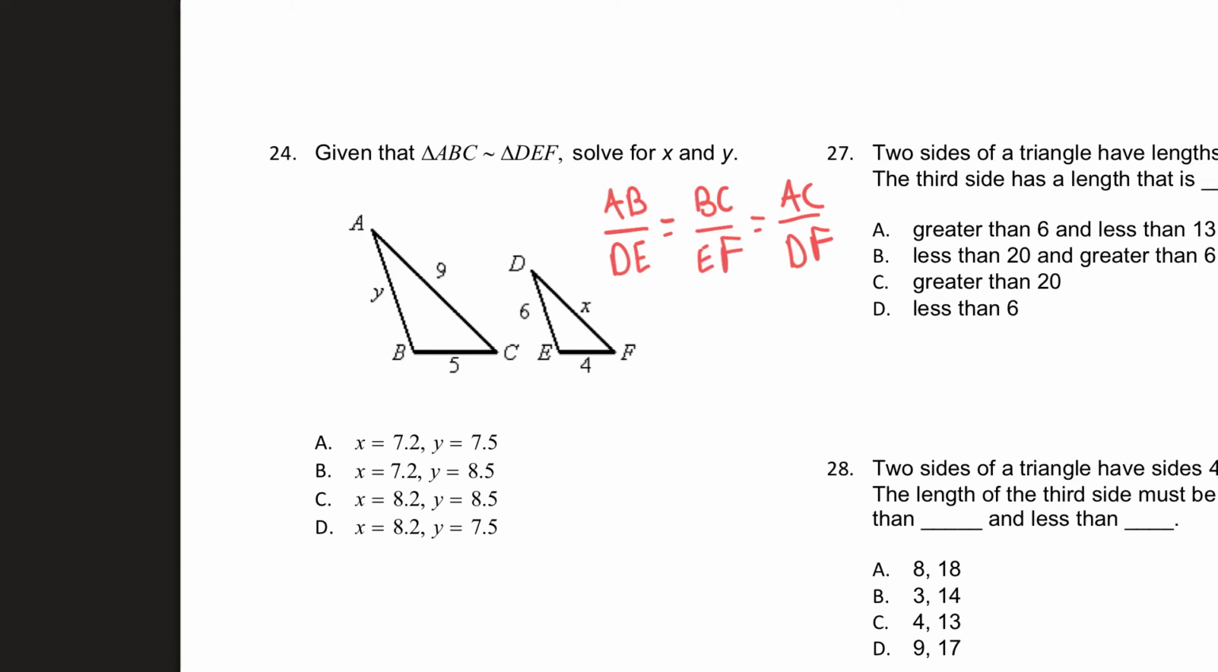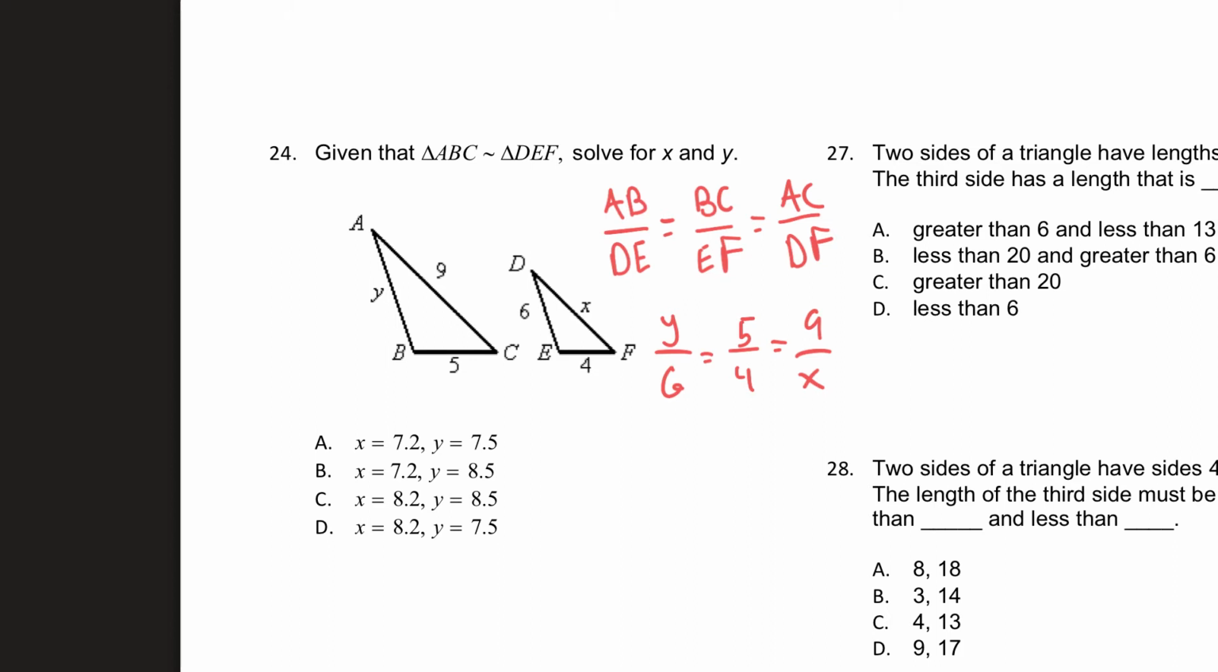That's called a proportionality statement. And what I need to do now is substitute in the values from the diagram into that proportionality statement. So AB is right here, and that is a Y. Just put the Y right into the fraction. DE is right on the other side, that is 6. Then we have BC, which is 5, and EF, which is 4. And finally, we have AC, which is 9, and DF, which is X. So Y over 6 equals 5 over 4 equals 9 over X.